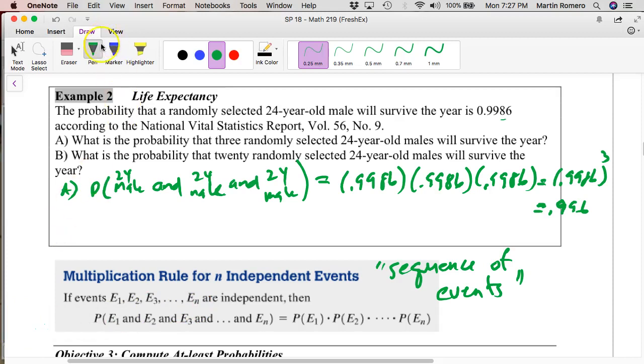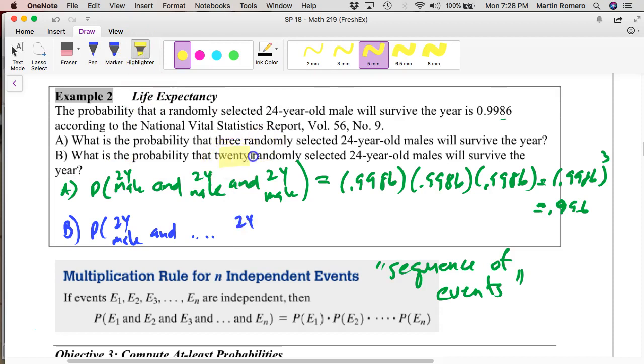And then let's go ahead and look at part B now. Looking at part B, what is the probability that 20 randomly selected males will survive? And so it's the same problem. It's just we're going to end up doing it 20 times. A 24-year-old male and another one. So you're going to do that 20 times, that 20 randomly selected males would survive.